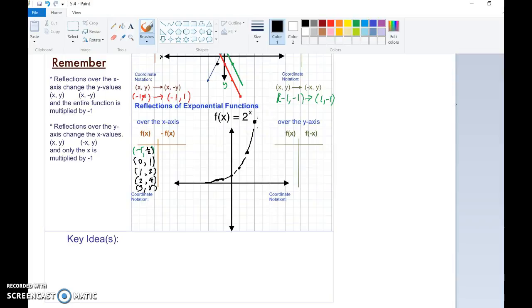Now let's do a reflection over the x-axis, and remember that the x-axis is right here. We want to take each point and reflect it, just make a little flip over the x-axis. So I'm going to take this first point and mark it right here. And again, you'll see that my x values are staying the same, but my y values are changing.